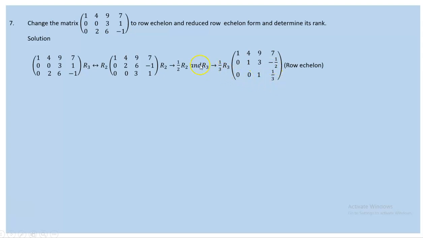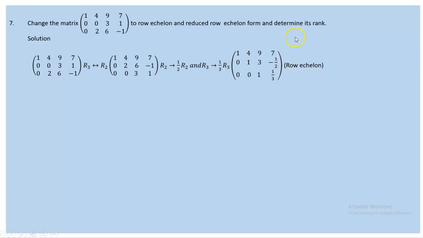So here I wrote that the second row needs to be changed by dividing its entries by 2. This is the way it is written. And here the third row is changed by dividing its entries by 3. So the third row entries are now 0 0 1 and 1 over 3, and the second row's entries are halved, which are now 0 1 3 negative 1 over 2.